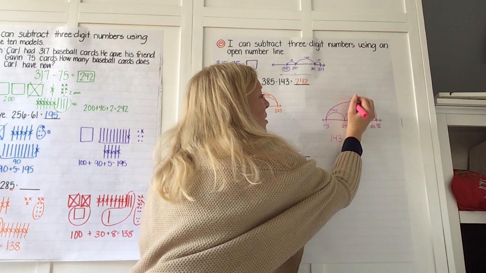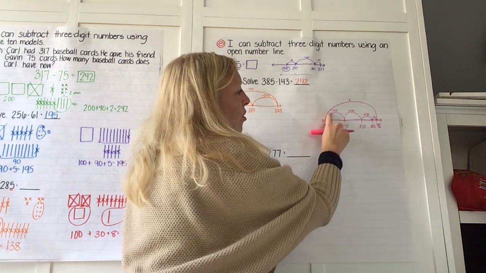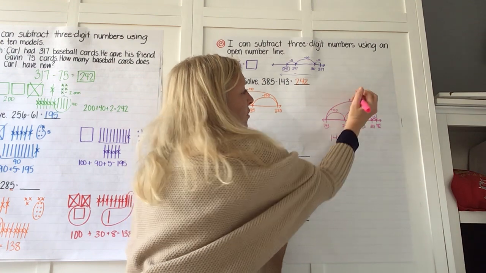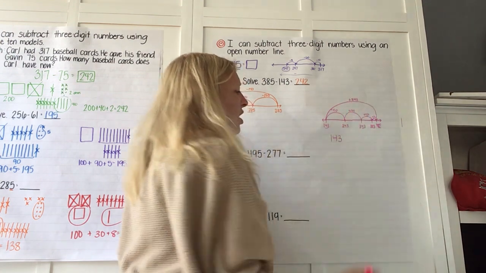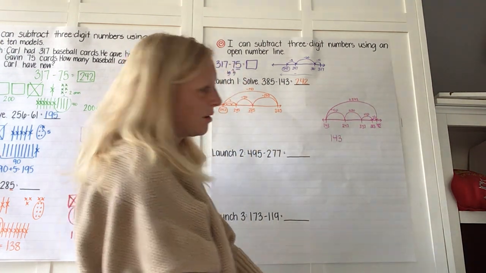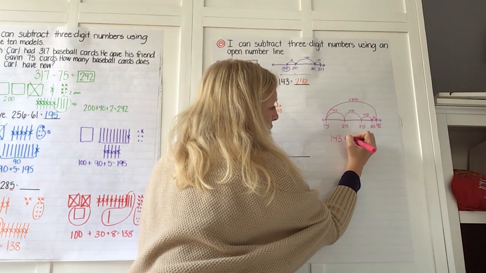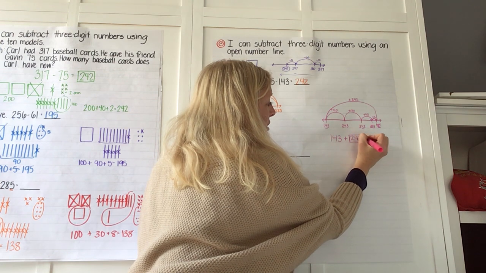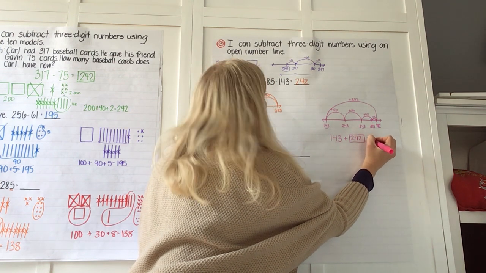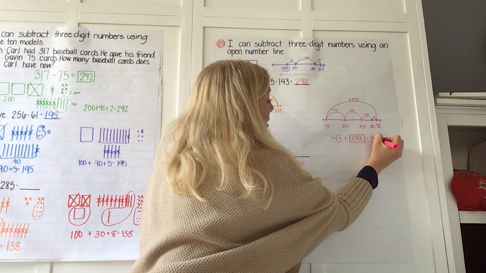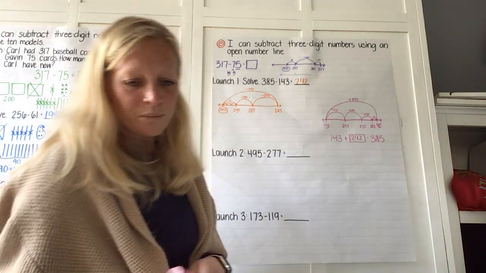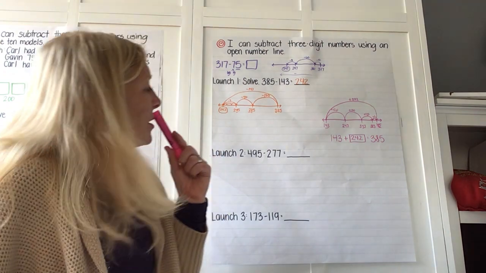In your jumps. And how many jumps did you make? 100, 200, 240, 242. So what equation would match the work that you did? 240 or 143 plus 242 equals 385. Whoa. Does that make sense to everybody?